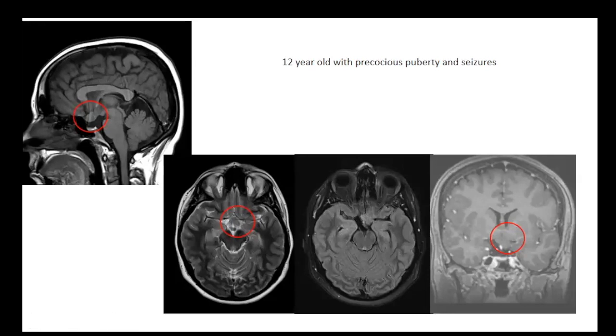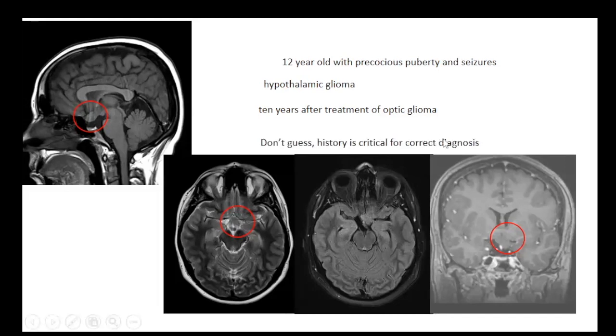Now, just to show you how history is important, if I were to tell you that this was a 12-year-old with precocious puberty and seizures, and you were to see this mass, here it is on the T2 weighted scan, FLAIR scan, post contrast, so non-enhancing, looks just like brain on FLAIR, looks just like brain on T2, looks just like brain on T1, your answer should be hypothalamic hamartoma. But if I were to tell you the history, which it actually is, that this patient is the same patient we just saw, but 10 years later, after treatment of their pilocytic astrocytoma, then you would say this is treated tumor.